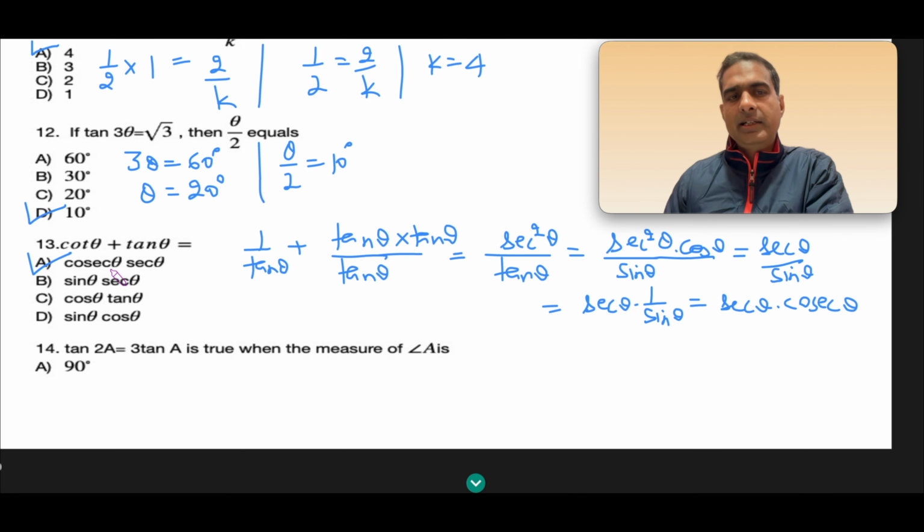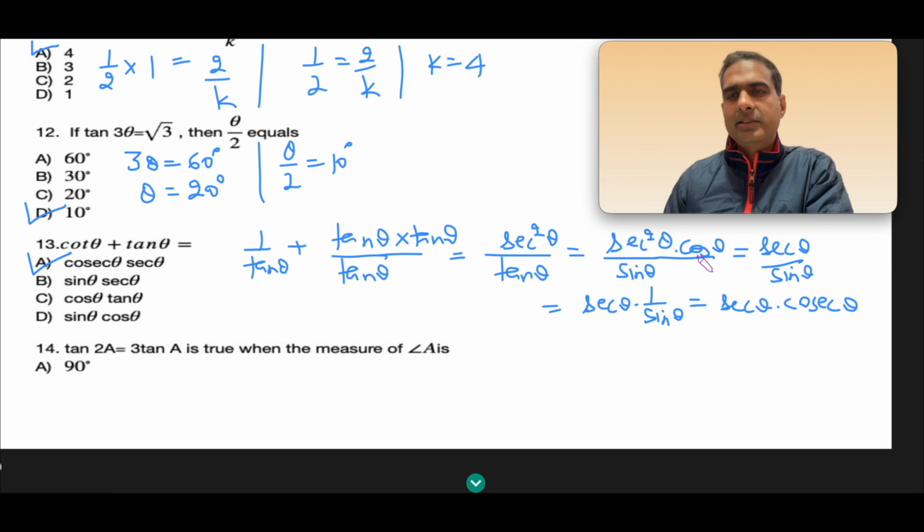So to get the answer, what we did, we converted cot theta into 1 by tan theta plus tan theta, and to make the denominator same, I multiplied by tan theta in the numerator and denominator. So we got 1 plus tan square theta, that is sec square theta by tan theta. So sec square theta, and we wrote tan theta as sine theta by cos theta.